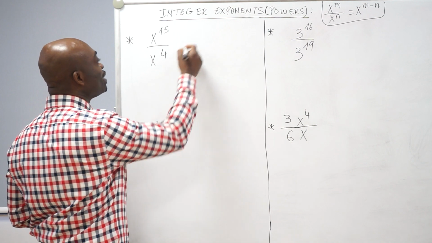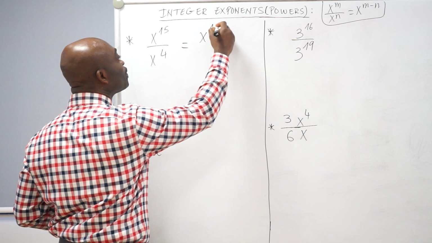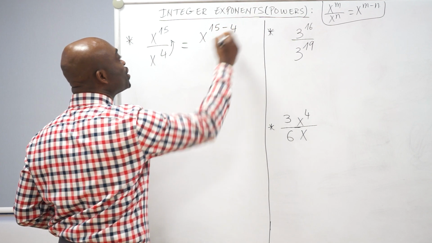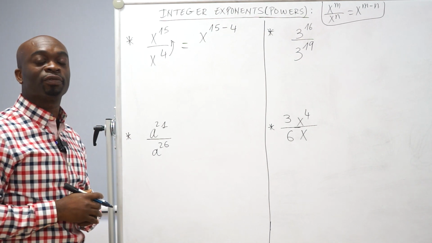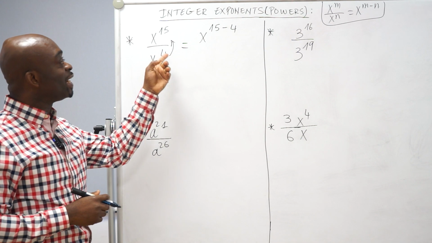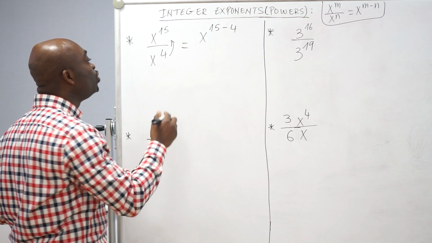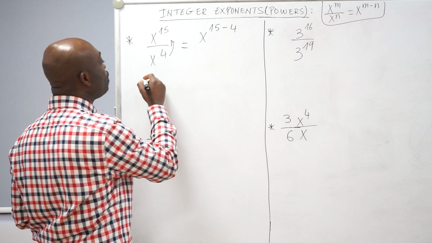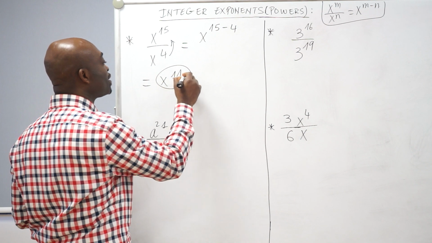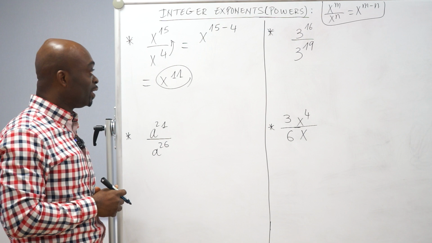So this one is equal to x to the 15, and the x power 4 goes up to the numerator and changes sign to -4. That's what the formula does. So we end up with x power 11. That's the first question.